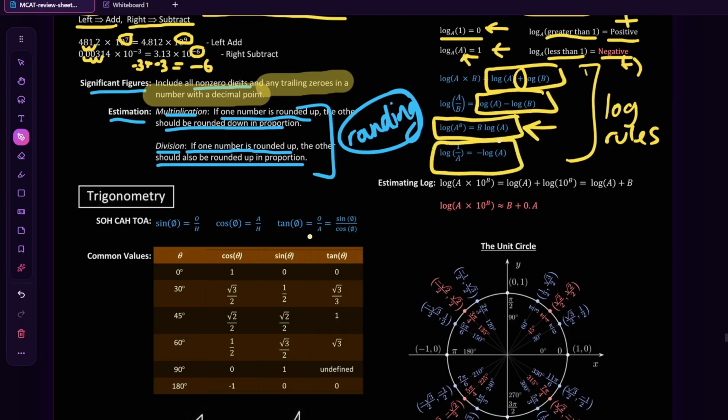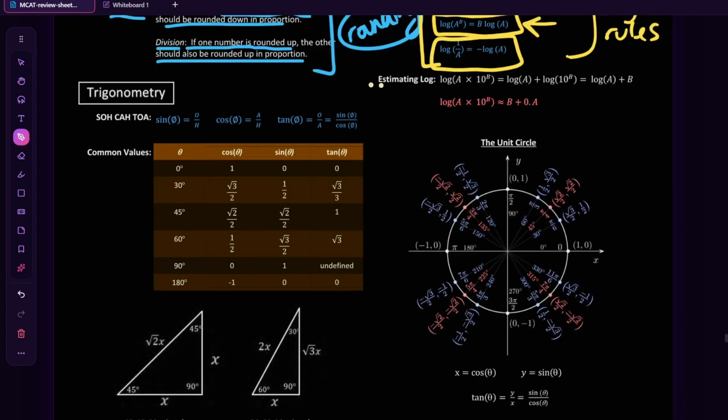If you have log 1 over A, you can do negative log A. So if you have the reciprocal of A, you can do negative log A. Okay, and so doing practice questions will help with that. Estimating log. Now this is important because log shows up in things like calculating pH and pOH.